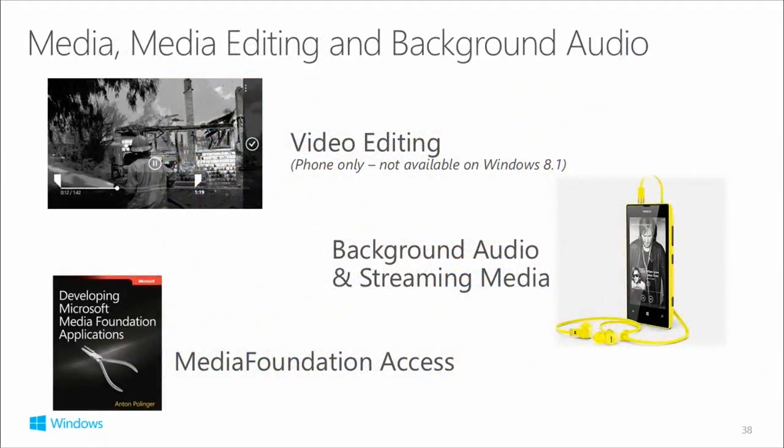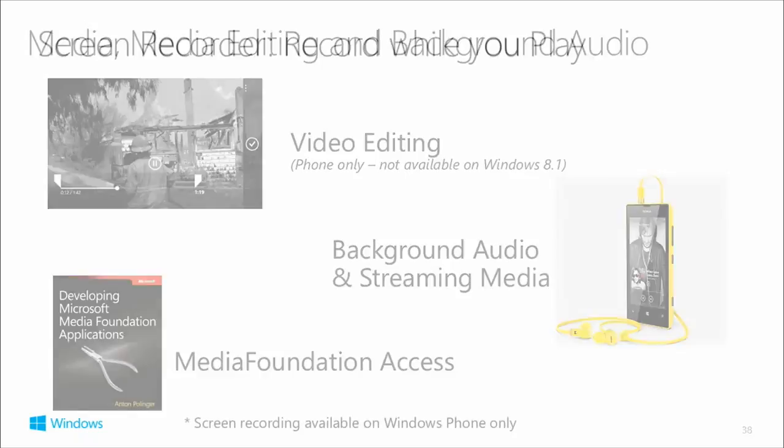Good video editing. This is where we've kind of converged. Windows Phone has converged ahead of Windows here, in that we've got video editing, which is available on the phone. Actually, this is a feature that isn't available on Windows 8.1. Everything else I've been talking about up to now is available on Windows 8.1.